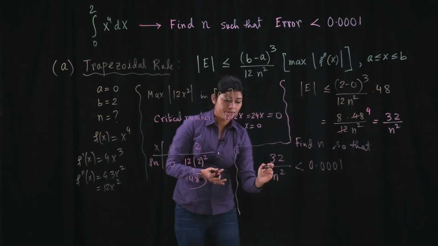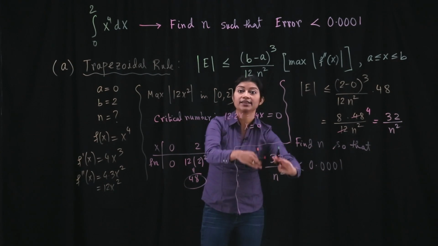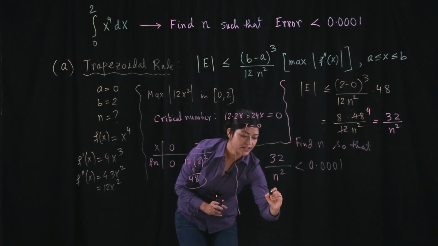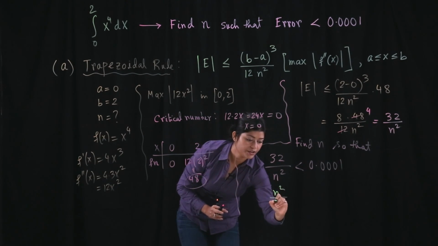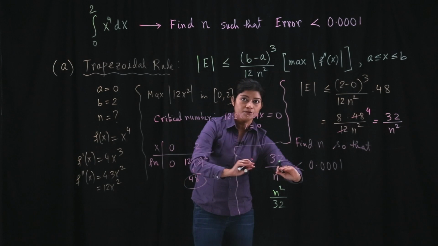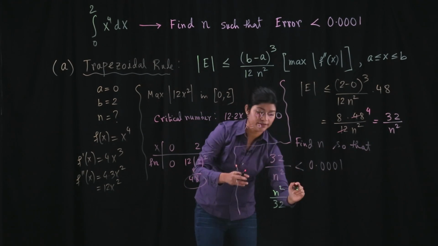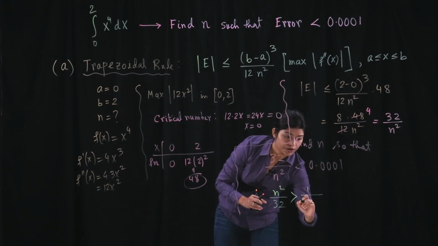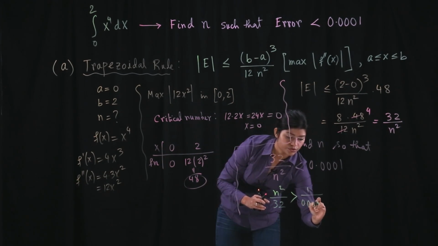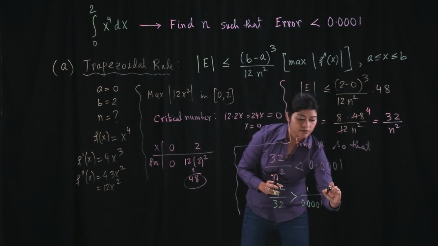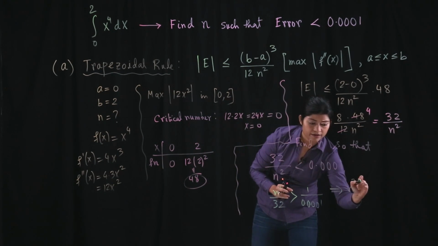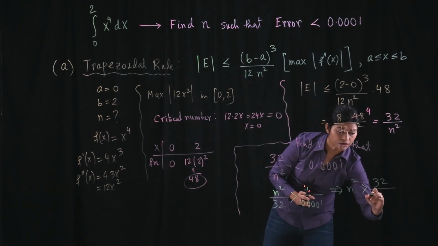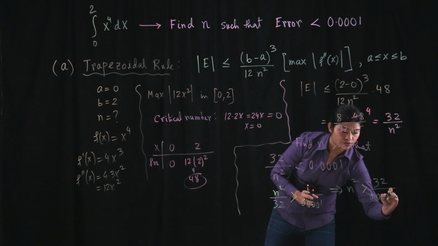All right. How do we solve for n? The best way is to have n in the numerator. So just flip everything, okay? So flip the left side, you get n squared over 32. And then you know if you flip it, you have to flip the inequality sign. So this becomes greater than. And flip this, 1 over 0.0001. So from here, what is n squared? n squared is greater than 32 over 0.0001.